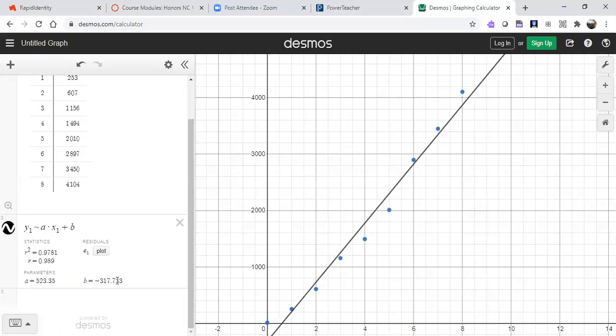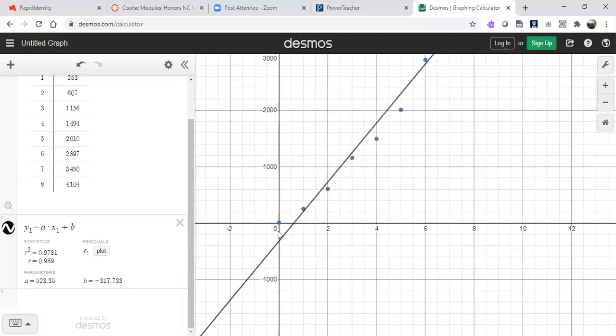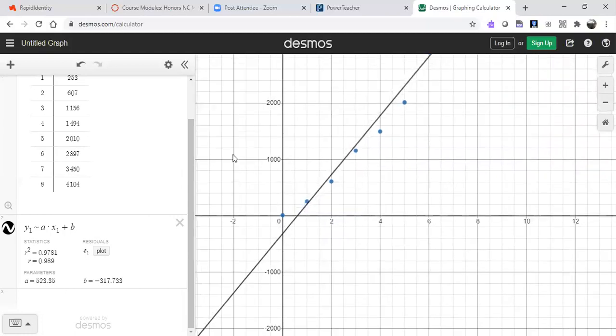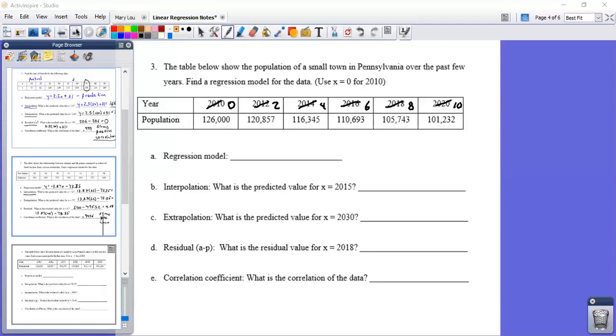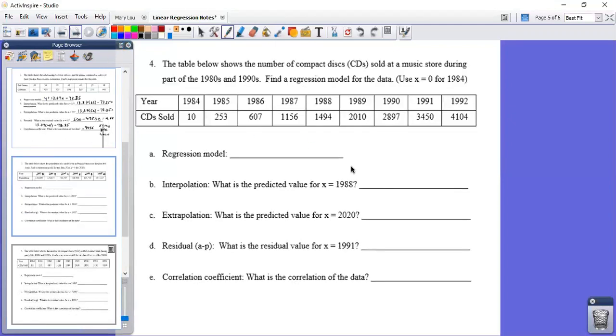You can write your equation in. So 523.35 and negative. So this last one is pretty well off in that 0 year when they sold 10. Of course, they couldn't sell negative, so that wouldn't make sense anyhow. But if you look back, so here's the actual problem.